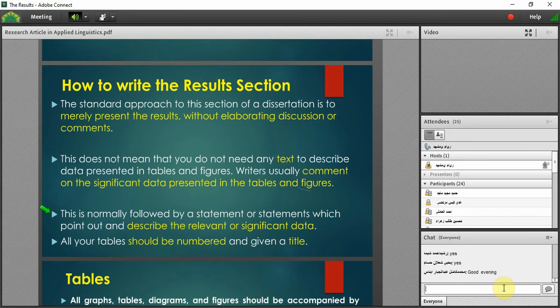So the main point for this slide is that in the results section of your academic articles, there is no need to discuss the findings. Discussing or commenting on the findings is for the discussion section. In the results section, you are only supposed to present the data you have collected from different tests. It's very easy and straightforward, as you see.